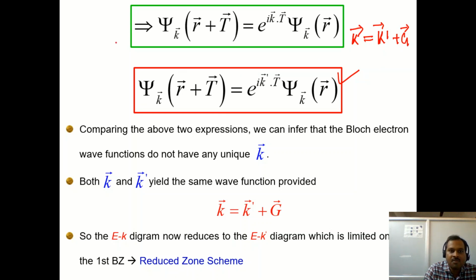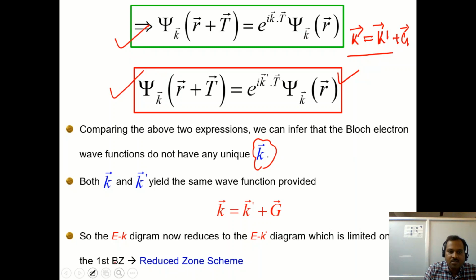So if we compare these two relations, we can see that the Bloch electron wave function does not have any unique k, because both k and k prime yield the same Bloch wave function, and the relation between k and k prime is k equal to k prime plus G. And as I mentioned, this kind of restricting the wave vector to the first Brillouin zone is what is called the reduced zone scheme.